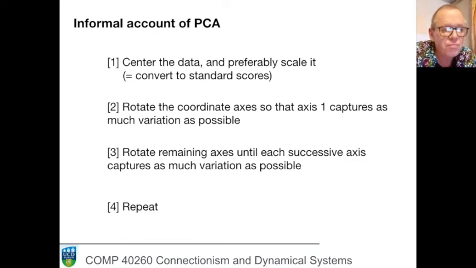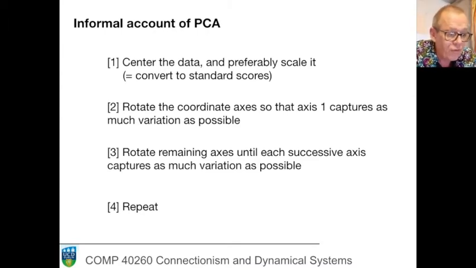That's an optional intrusion, messing with the data. The important thing is we move the origin to the middle of the data, and then we rotate the coordinate axes so that the first axis, say the x-axis, captures as much variation as possible. Having fixed the x-axis, if we have many more dimensions, we then rotate the remaining dimensions around the x-axis until the second axis captures as much variation as possible. Then we fix that and carry on with the remainders.